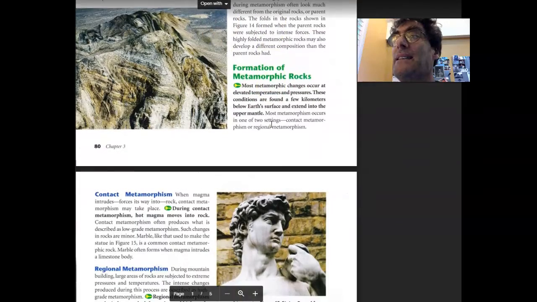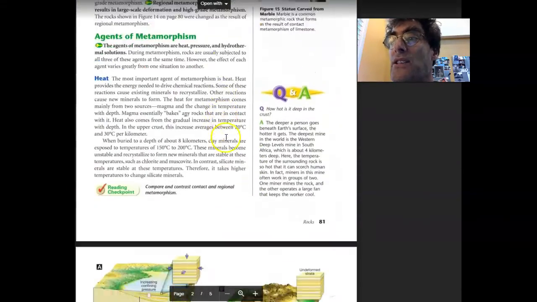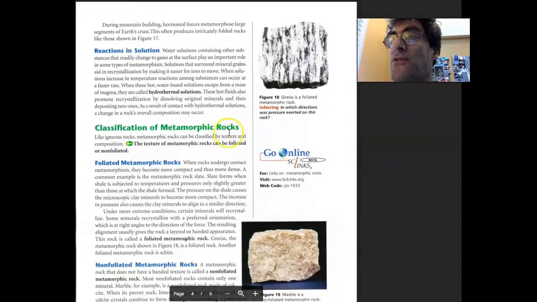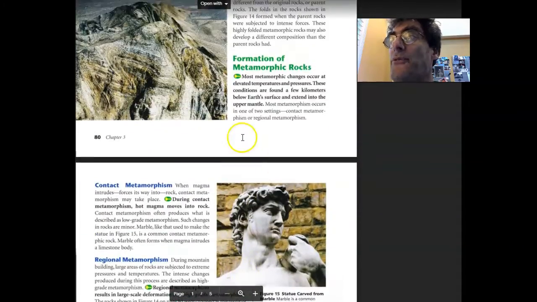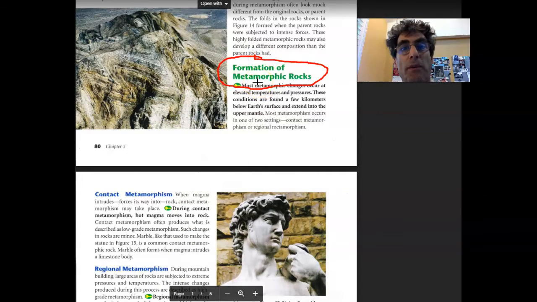But then the second thing to do is look at the headings. Those are the things in green. There's a few of them. It looks like there's 3. Okay? So let's look at the first heading. That's an important thing to look at. Headings. The formation of metamorphic rocks. Bingo! That's what we were looking for.